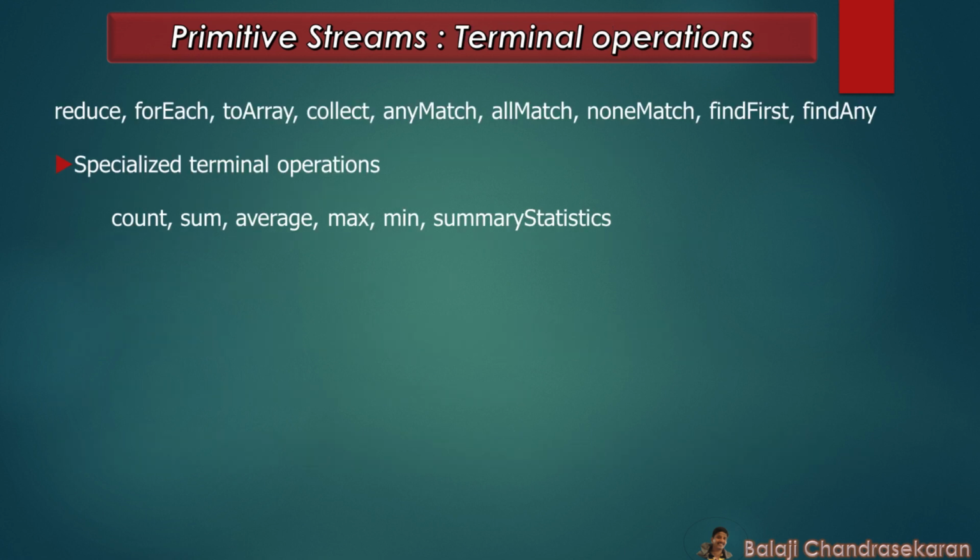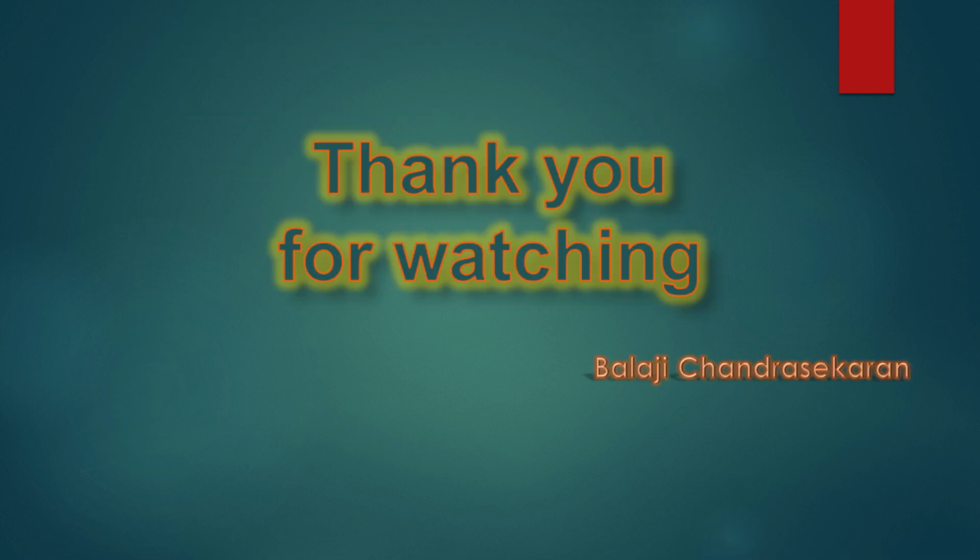Primitive streams support a wide range of terminal operations similar to regular streams, including reduce, forEach, toArray, collect, anyMatch, allMatch, noneMatch, findFirst, and findAny. Additionally, they provide specialized terminal operations tailored to primitive data types such as count, sum, average, max, min, summaryStatistics, and more. Primitive streams are particularly useful when working with large datasets of primitive values as they offer improved performance compared to streams of boxed objects.